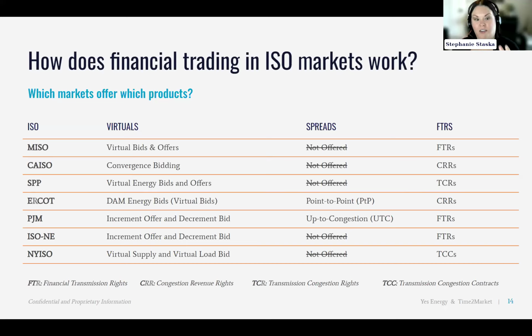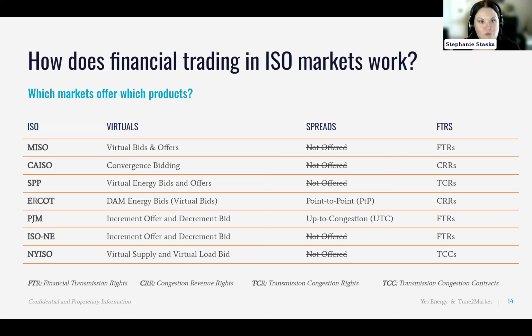So spreads are also called different names. They are only offered in 2 markets. In any other market, you'd have to try to clear both the virtual buy and virtual sell and do a synthetic spread. But in ERCOT and PJM, you can trade them as that short-term spread. In ERCOT, they're called point-to-point. In PJM, they're called up to congestion.